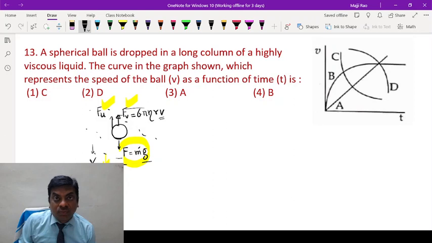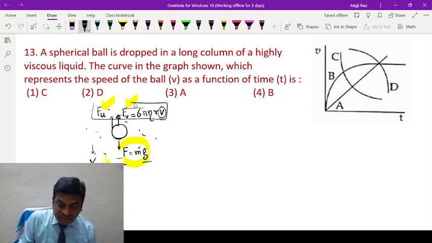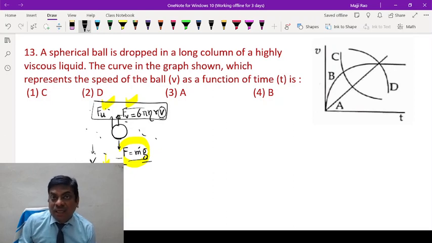But during the course of motion, what happens? It goes on picking up velocity. Speed increases, so as speed increases, viscous force increases. A stage comes when the viscous force together with the force of upthrust is just able to balance the downward force, that is weight. In that case, it comes to a state of equilibrium, and we say that terminal velocity has been attained by it.